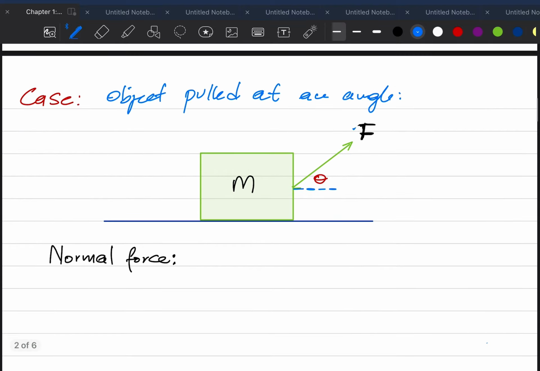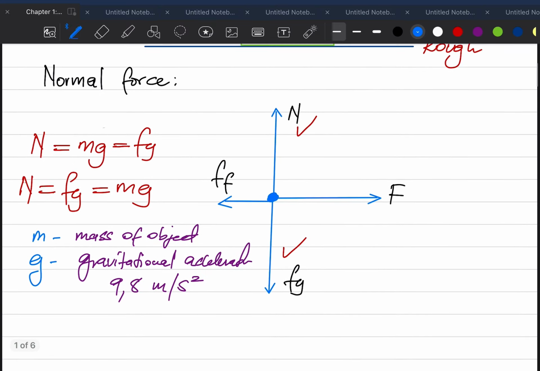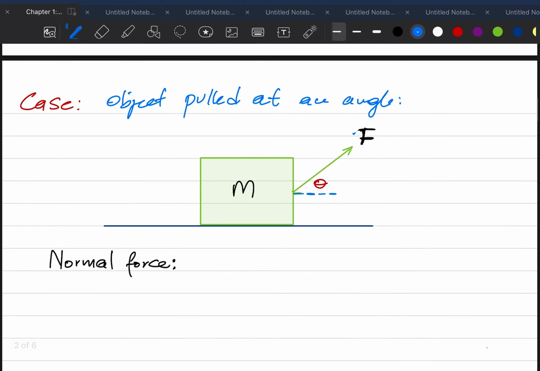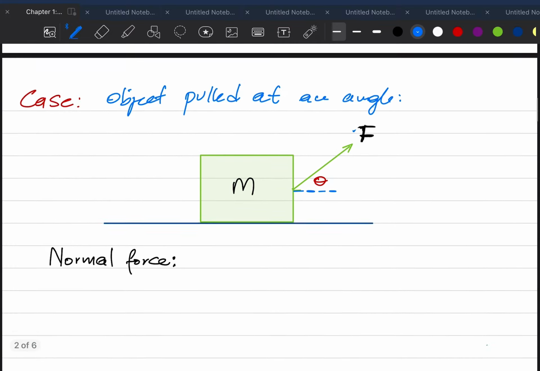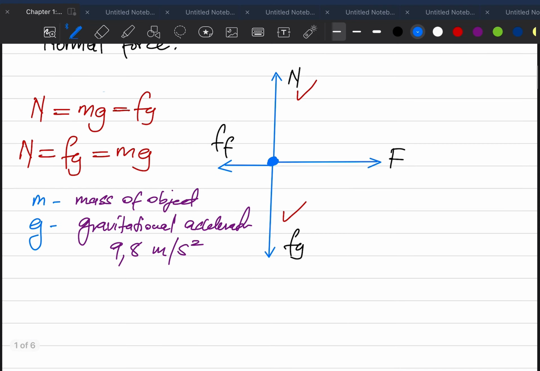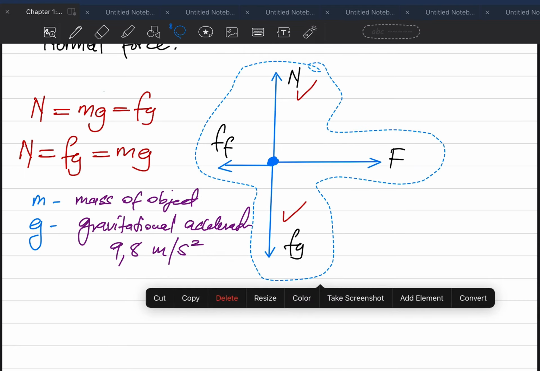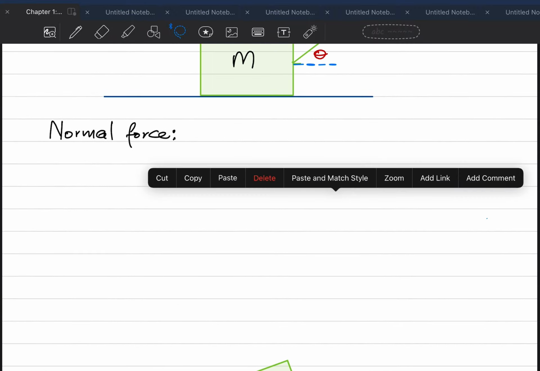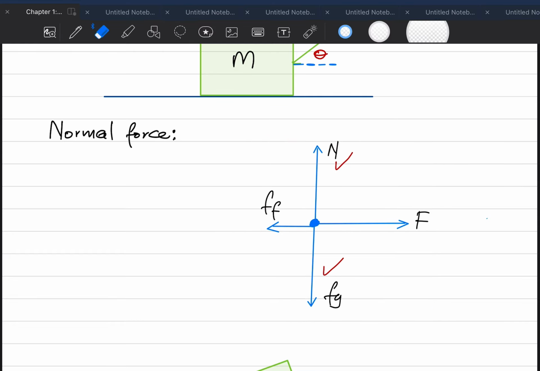So for my object pulled at an angle, we want to see whether normal force is equal to weight, as in case 1. Is that true? Is normal force equal to weight here? Absolutely not. Let us draw our free body diagram. To save time, I'm just gonna take this one and paste it here. Okay, let us check this one.